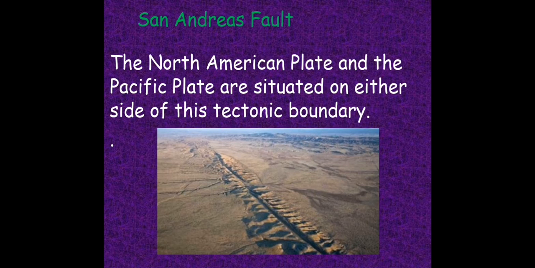Okay, an important point from tectonic plates is San Andreas Fault. The North American plate and the Pacific plate are situated on either side of this tectonic boundary. So that means San Andreas Fault is formed by the boundary of two tectonic plates. They are North American plate and Pacific plate. You can see the boundary, so we call it San Andreas Fault. Here, you can see how two tectonic plates are separated from each other. San Andreas Fault.